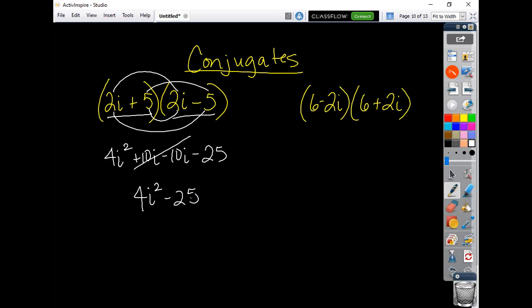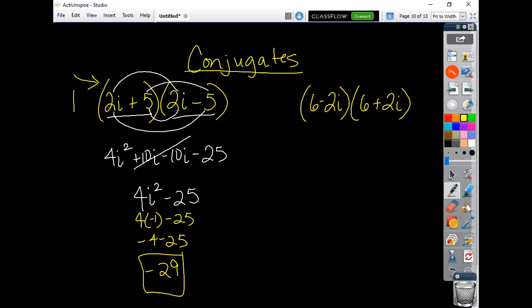But what was i squared again? Negative 1. So 4 times negative 1 here. That's negative 4 minus 25. We've got a negative 29. We took something that had imaginary stuff in it, turned it into something that was real. And that is the power of these imaginary numbers.